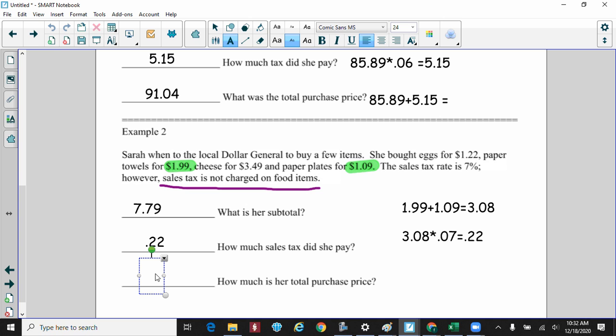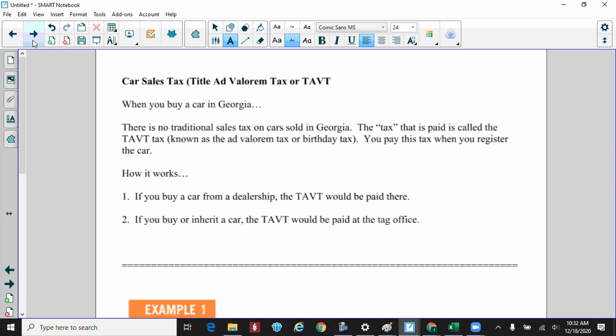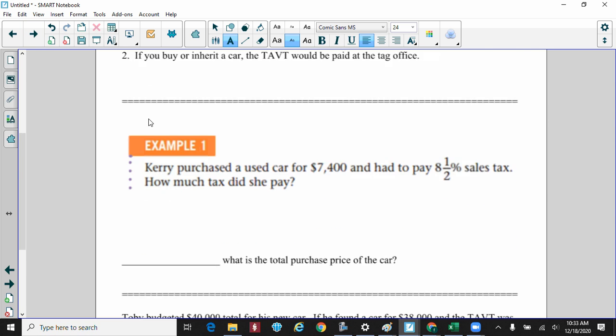$7.79 plus 22 cents, $8.01. All right. Now, the ad valorem tax, from a mathematical standpoint, is very similar to sales tax. Basically, whenever you buy a car, you're paying sales tax on it. So the TAVT basically works in the sense of sales tax. Now, I could have probably done a better job of explaining that, but that's kind of giving you the short term. If you want to read it, just pause it and you can read the little history behind it.